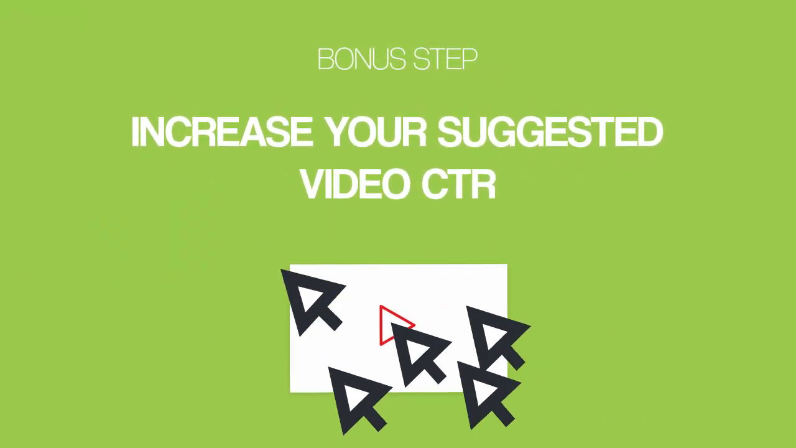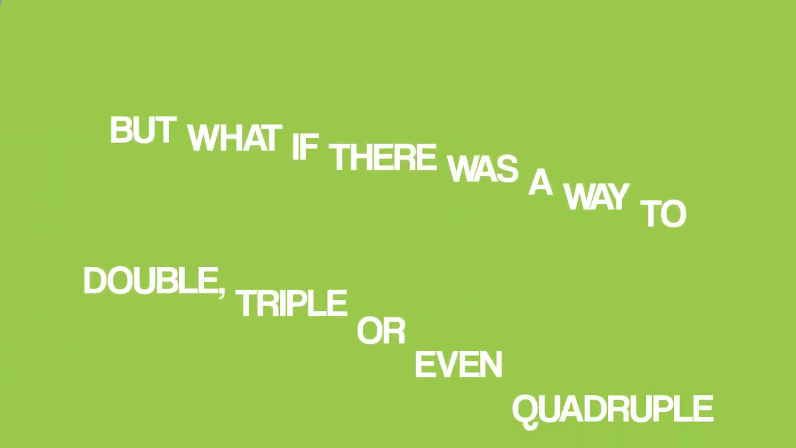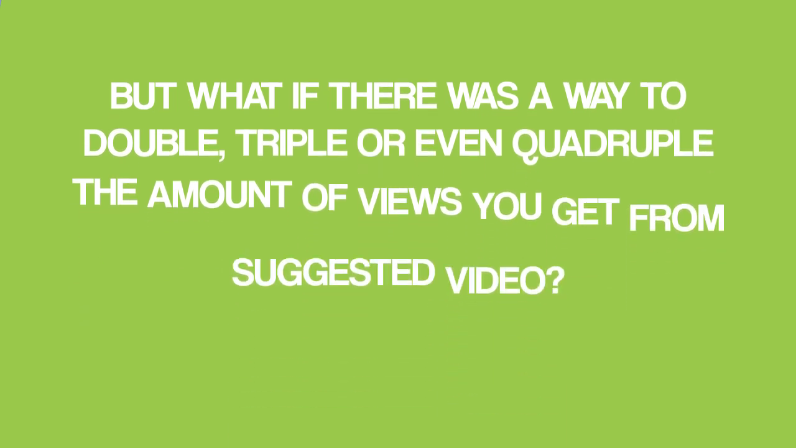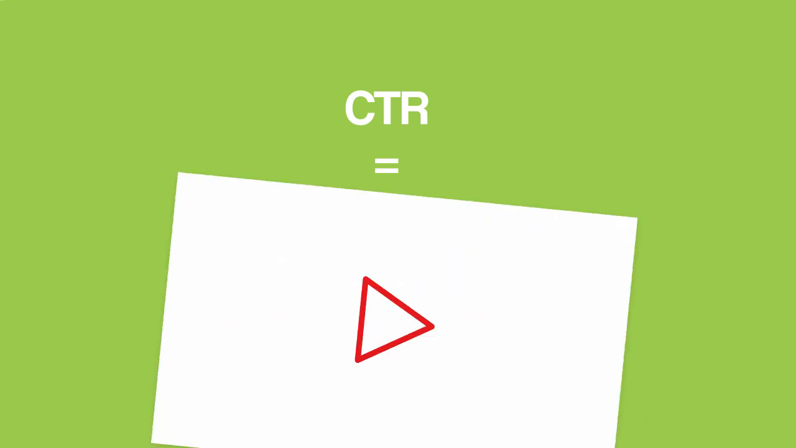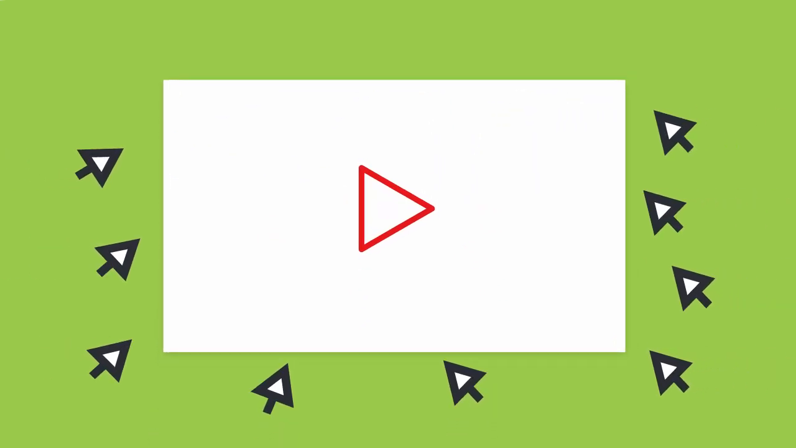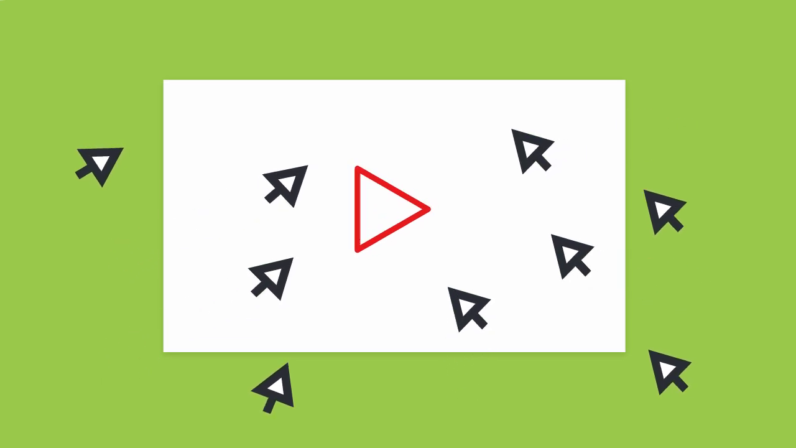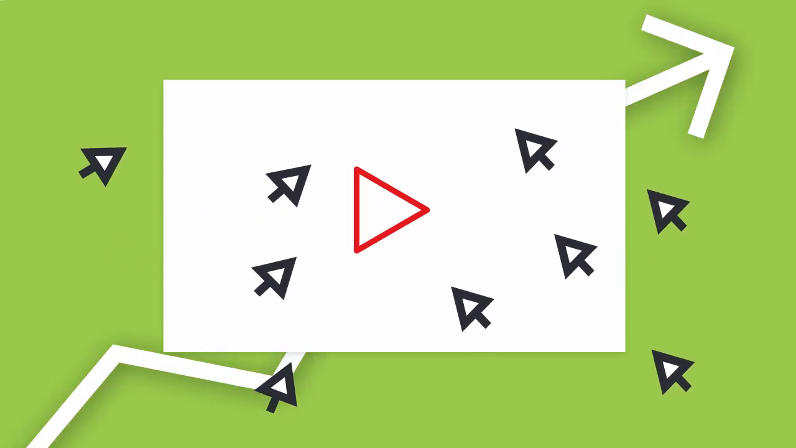Now, before I end today's video, I have a quick bonus step for you, which is to increase your suggested video CTR. As you just saw, suggested video is a powerful way to get more YouTube views. But what if there was a way to double, triple, or even quadruple the amount of views that you get from suggested video? Well, there is, and it's improving your CTR. You might have heard of CTR before. If not, CTR stands for click-through rate, and it simply means of all the people that see your video, how many actually click on it. And needless to say, the higher your CTR, the more views you'll get.